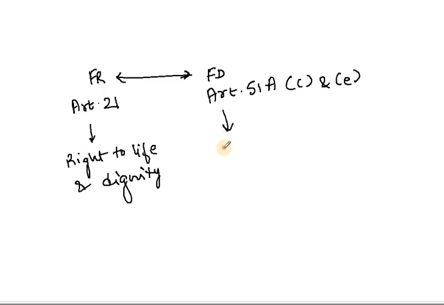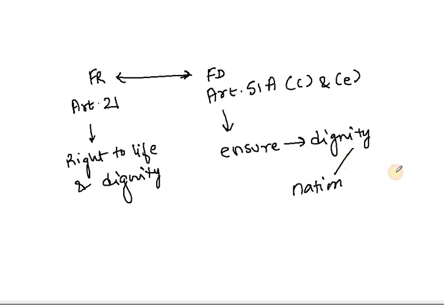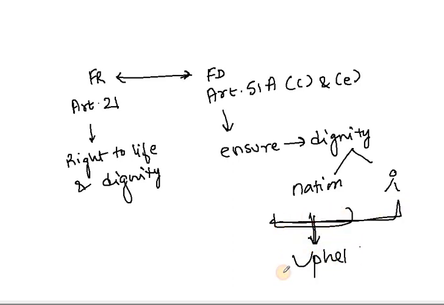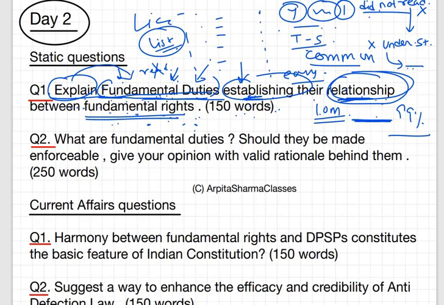They are the fundamental duties to ensure that dignity of nation and individual are upheld. The dignity of nation and individual are upheld by ensuring harmony between the two. Freedom between the two. Okay, so both of them talk about dignity and freedom. So ये दोनों are interconnected. This is another example that you can give. Two examples to establish the relationship between fundamental duties and fundamental rights.